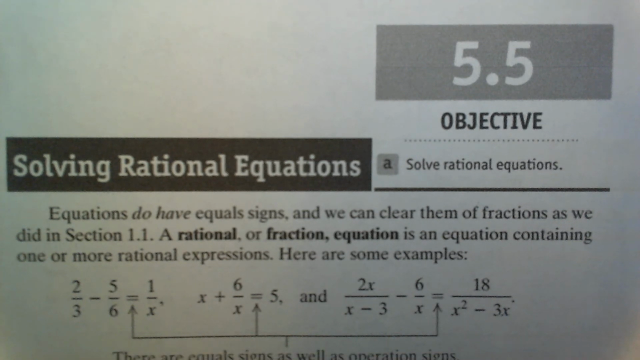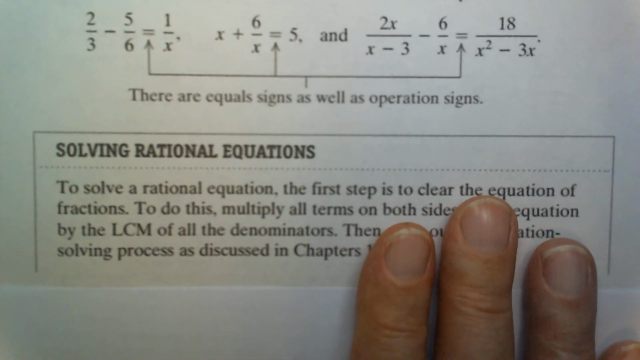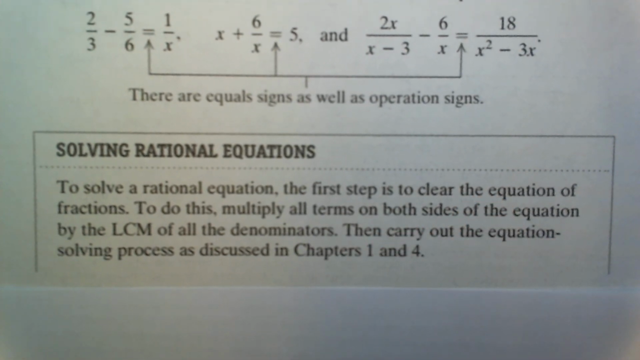The basic idea is this: to solve a rational equation, the first step is to clear the equation of fractions. To do this, we multiply all terms on both sides of the equation by the LCM of all the denominators. Then we carry out the equation solving process as we discussed in chapters 1 and 4. So again, the key is to multiply both sides of the equation by the LCM, and that will get rid of all the fractions.